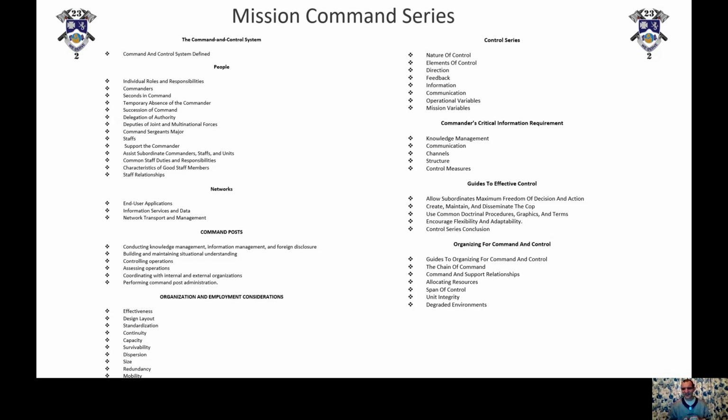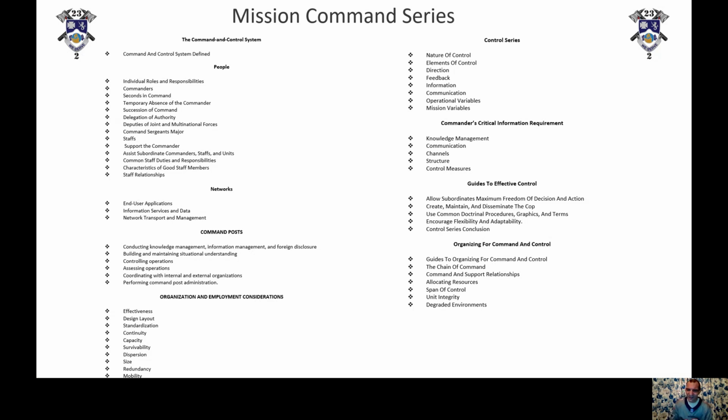We're going to talk about those things. And then we're going to talk about commanders' critical information requirements, right? So we're going to talk about knowledge management, how to apply it, how to manage it, communications, channel, structure, control measures. Then we're going to go to guides to effective control, right?